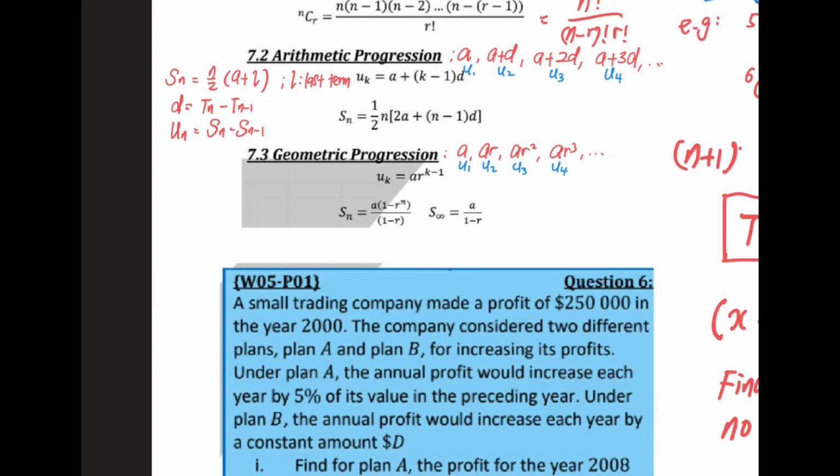So of course there is another option here. Normally we use this option when r is less than 1. And the other version is in this way: a times (r to the power of n minus 1) over (r minus 1).